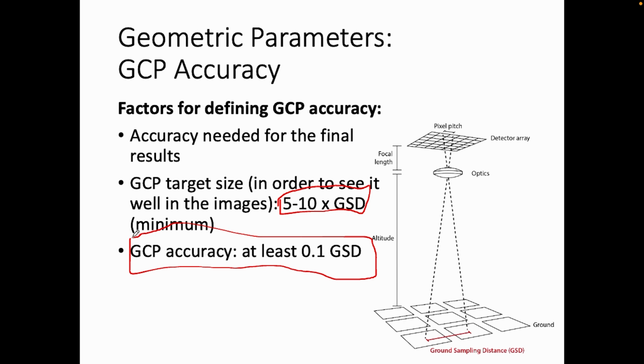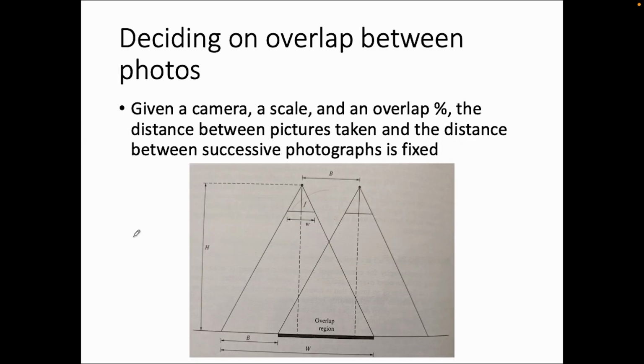So a tenth of your ground sample distance is as good as you can get for your ground control point accuracy. Now let's talk about flight planning and mission planning from the perspective of actually designing your flight.